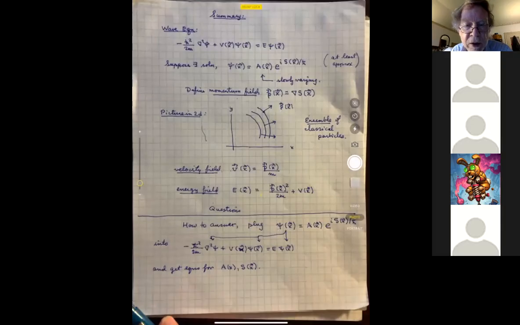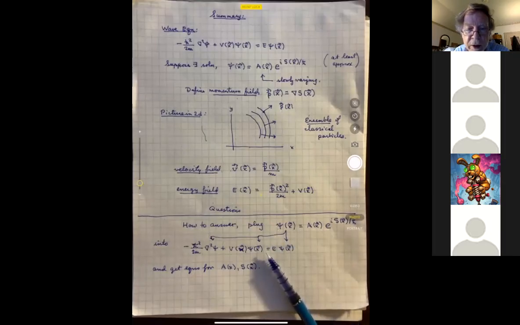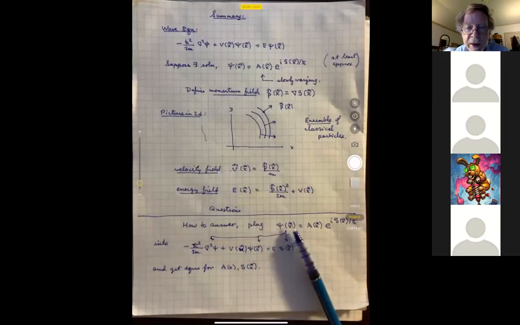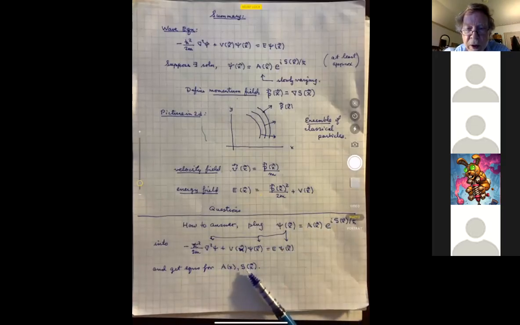To address these questions quantitatively, take this WKB form for the wave function, the slowly varying amplitude times the rapidly varying phase, and plug it into the Schrodinger equation, which I messed up in writing it, but it's the same equation as above here. Then work on getting equations for the amplitude and phase. S is not really the phase. The phase is S over H bar. S is what you call the action, but you get equations for A and S.